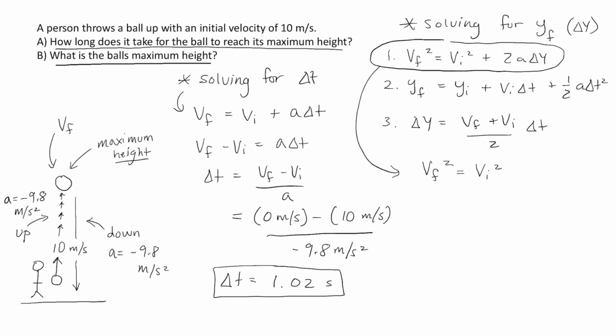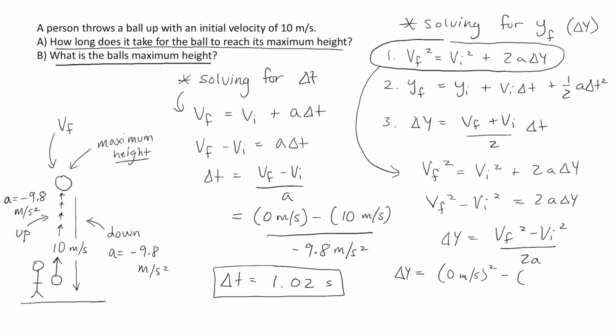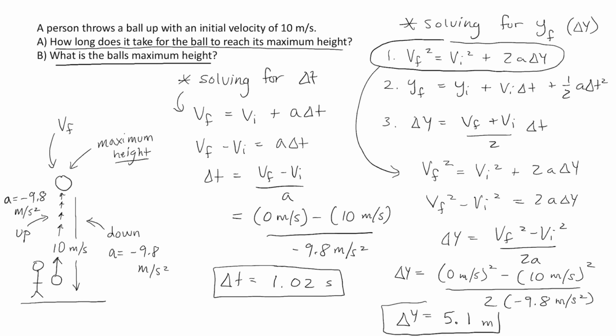With that, I can use my Vf squared equals Vi squared plus 2A delta Y equation to rearrange for delta Y, plug in my values, and what I find is that the object's change in position is about 5.1 meters. And this change in position is equal to our ball's maximum height, and that's the answer to our question. This question was one example of how we can use the kinematic equations to answer free fall questions.